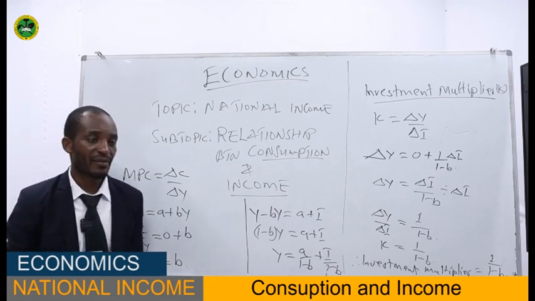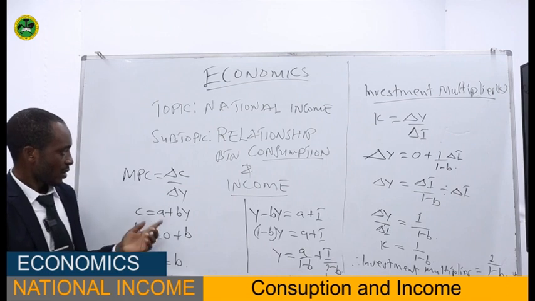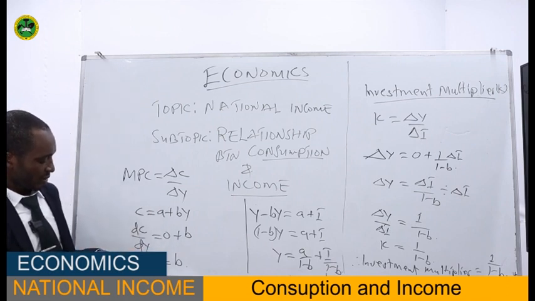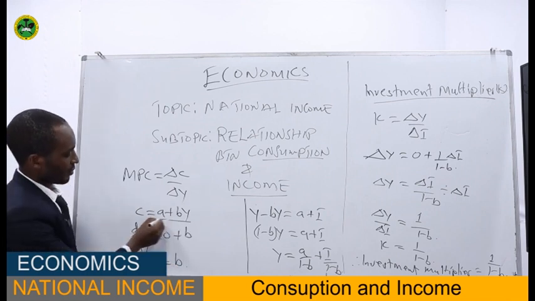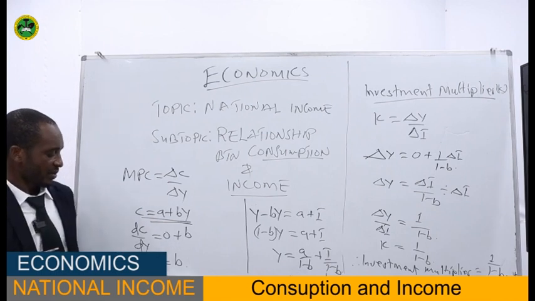Now if we are asked to find the marginal propensity to consume, you will take the value of B in the consumption equation or in the consumption function.